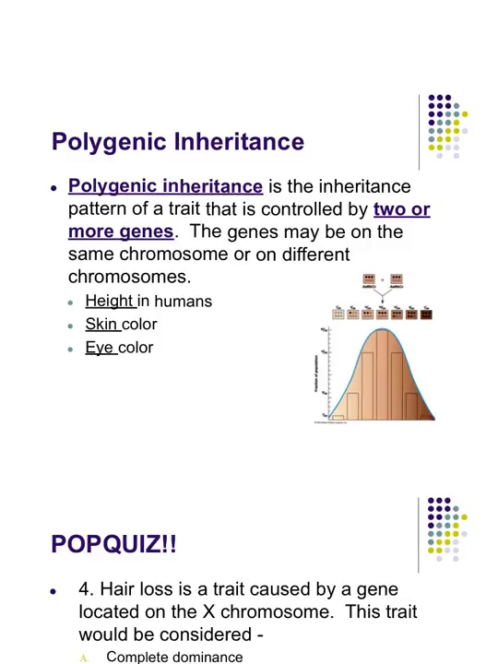So for example, height in humans is not just determined by one gene. Poly means multi, right? Skin color is another one of those, and so is eye color. So a lot of factors go into how you're going to inherit those traits because it's on so many genes.